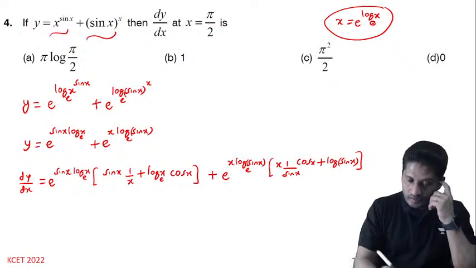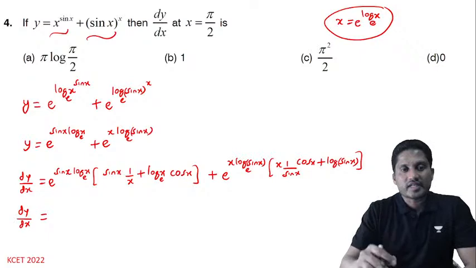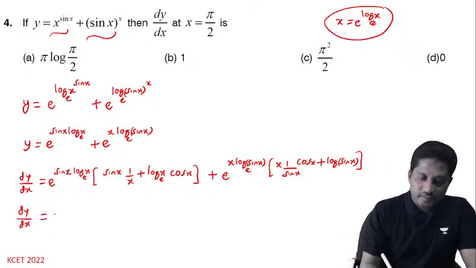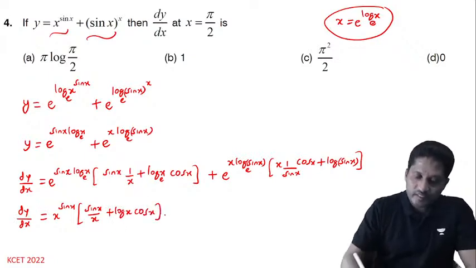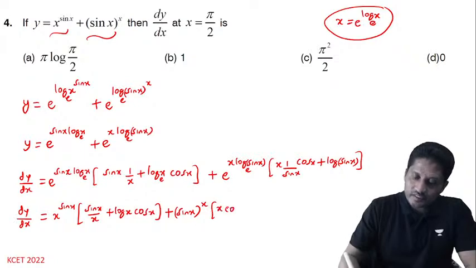Alright, now dy by dx is equal to e power sin x into log x, which is again x power sin x only. That's the original function. Into you have sin x by x plus log x into cos x. And then this is e to the power of x into log of sin x, which is again sin x to the power of x, isn't it, guys? Into you have x into cos by sin, which is cot, plus this is log of sin x.